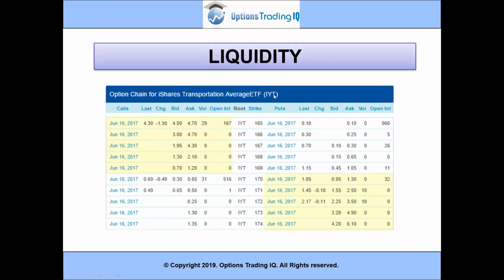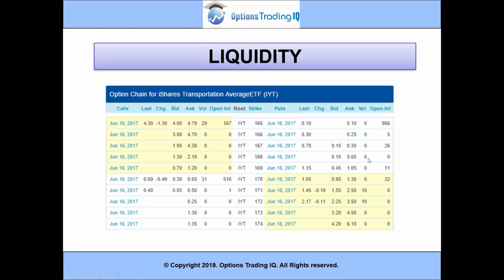If we compare that to IYT, a transportation ETF, pretty well-known, but look at the volume. There's no volume on some of these strikes. There's zero open interest. The spreads are $3 to $4.70, $1.95 to $4.30, massive spreads. It's going to be very, very hard to get filled on these positions. There's no open interest in these strikes here. Same on the puts, zero open interest.